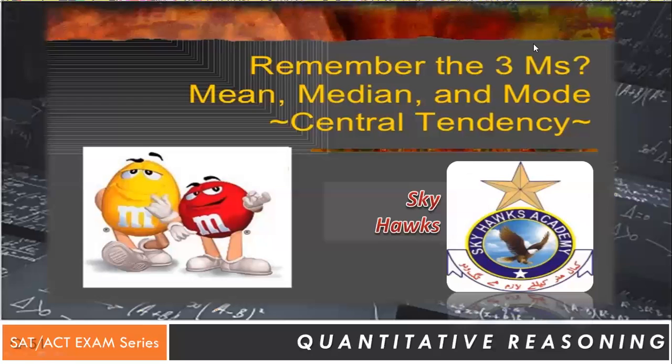The three Ms: mean, median, and mode. These are what we call central tendency. Whenever we are looking for the mean value, the middle of the data, we are trying to find the point where the data is accumulated. That is called the central tendency.